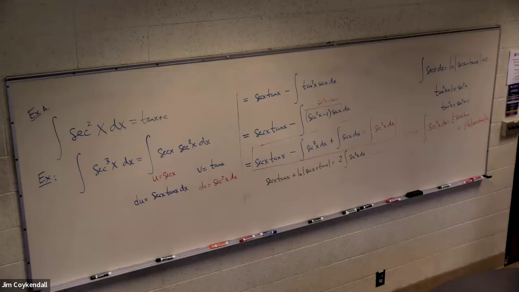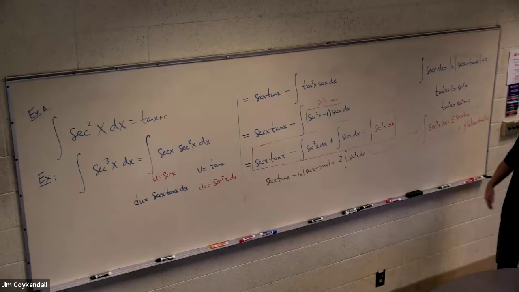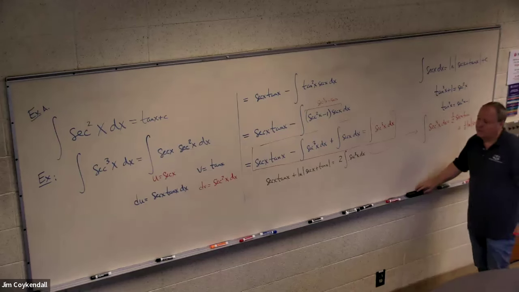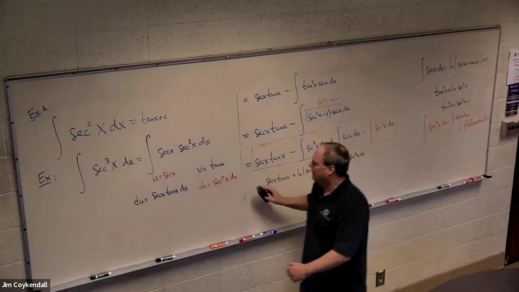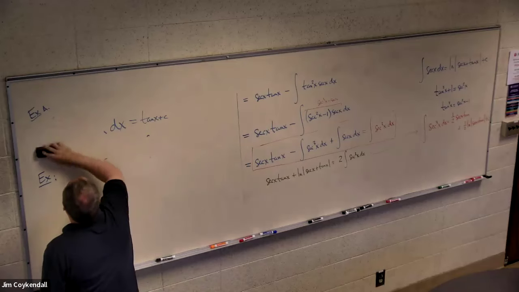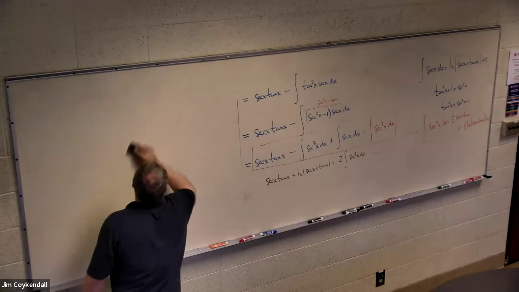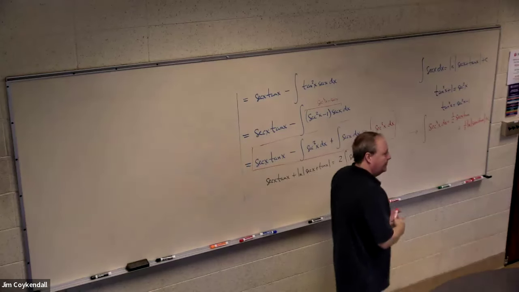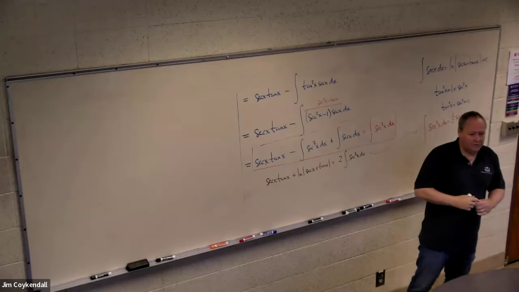Now, go home and try secant to the fifth x, and you will actually do it by parts. But to do secant to the fifth x, you'll need not only this, but you'll also need this one that we just derived. To do secant to the 7th x, you need the answer to secant cubed and secant to the fifth, and so on. But all of them are by parts. Let me rephrase, all of them can be done by parts. You know the previous ones. Okay, any questions?